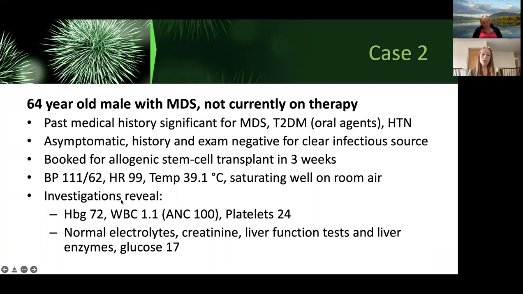And his investigations revealed a pancytopenia that was very stable from his prior counts. So a hemoglobin of 72, a total white blood cell count of 1.1 with an ANC of 100 and platelets of 24. And he had for years had cell counts that looked similar to this. In fact, those platelets were actually quite good for him. And his other investigations were relatively unremarkable, with the exception of a mildly elevated glucose of 17.